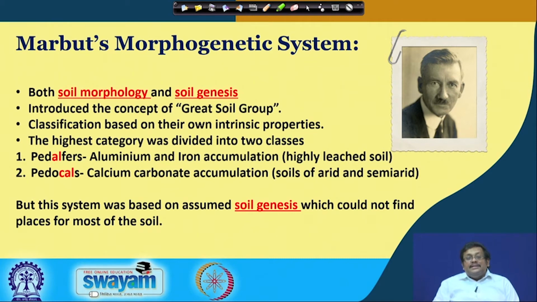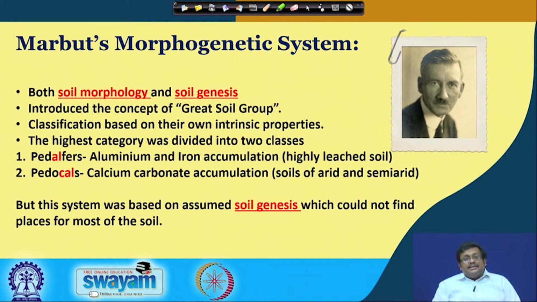Now, morphology is basically showing their own intrinsic properties. So, these were considered as important aspects for classifying the soil. And remember that the highest category was divided into two classes. He gave the names pedalfers and pedocals. Now, pedalfers are basically aluminum and iron accumulation. Those soils are highly leached soils due to high weathering, and you will see aluminum and iron accumulation there. So, he gave the name pedalfers for those soils.